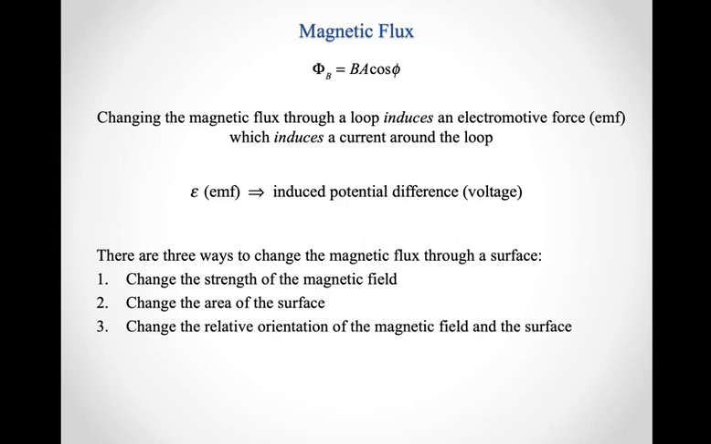So when we change the magnetic flux through some surface in one of these three ways, then we will induce an EMF that drives a current around the loop. And why this matters is tied up in what's known as Faraday's law.